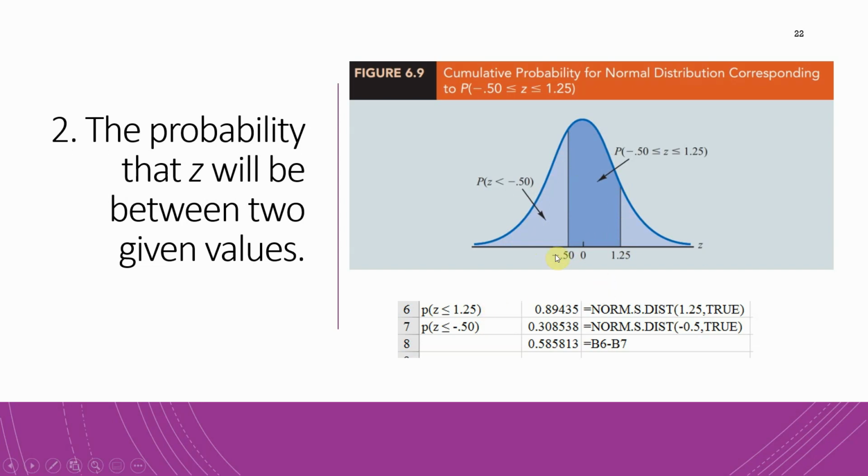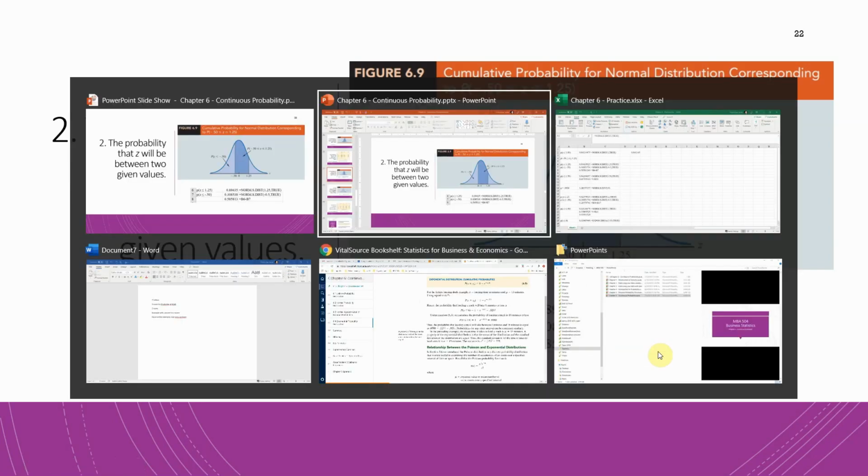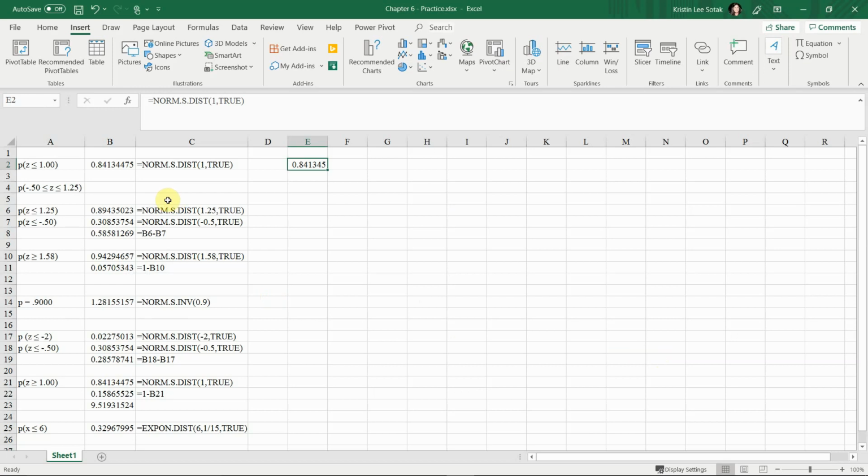We're going to calculate the probability that z is less than or equal to 1.25, and then the probability of it being less than negative 0.50, and then we're going to subtract the second value from the former. So it looks like this in Excel, but let's go to Excel and do that together.